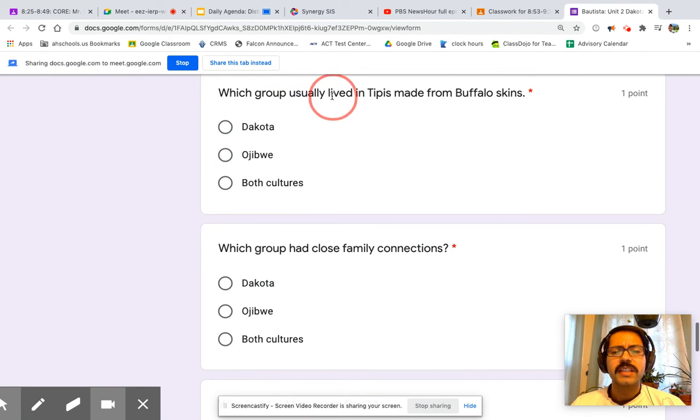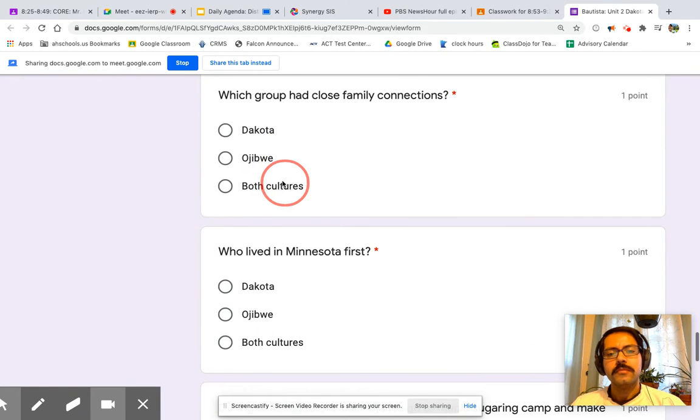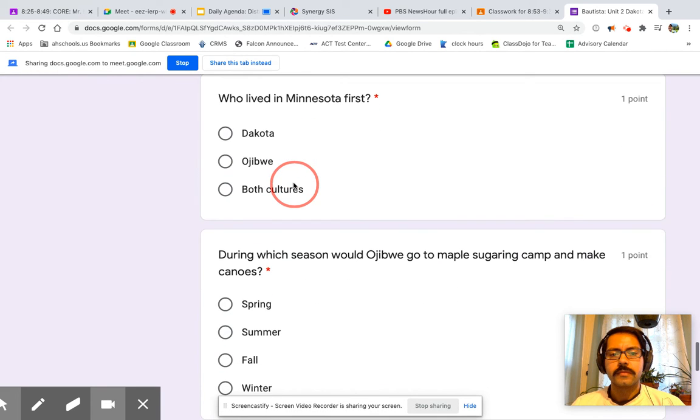Which group usually lived in teepees made from buffalo skins? Dakota, Ojibwe, or both cultures? Which group had close family connections? Dakota, Ojibwe, or both cultures? Who lived in Minnesota first? Dakota, Ojibwe, or both cultures?